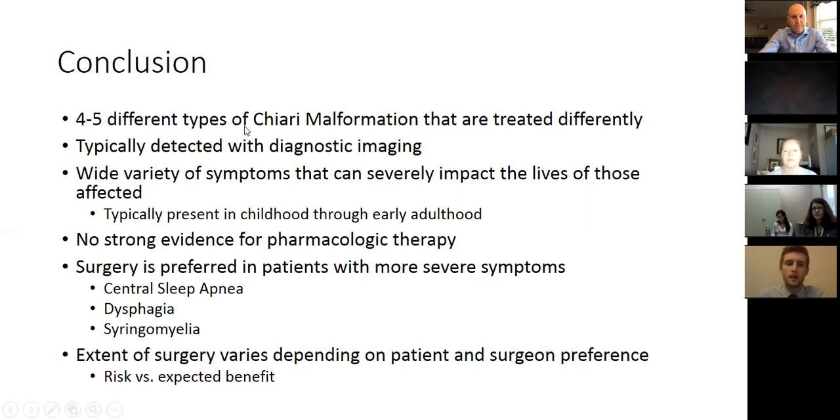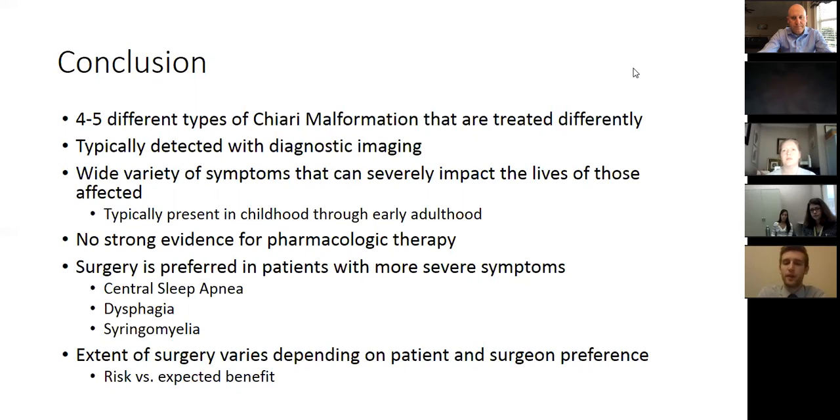Thank you. So in conclusion, with Chiari malformation there are about 4 or 5 different types that are treated differently. These are typically detected with diagnostic imaging and then diagnosed after that. There are a wide variety of symptoms that the disease state can cause, and they can severely impact the lives of those affected. It's typically present in childhood through early adulthood, especially if they haven't yet received a surgical correction. There's no strong evidence for any drug as far as pharmacologic therapy goes, but it's still important that medical care is provided to these patients, especially while they're waiting for surgery or post-surgical.